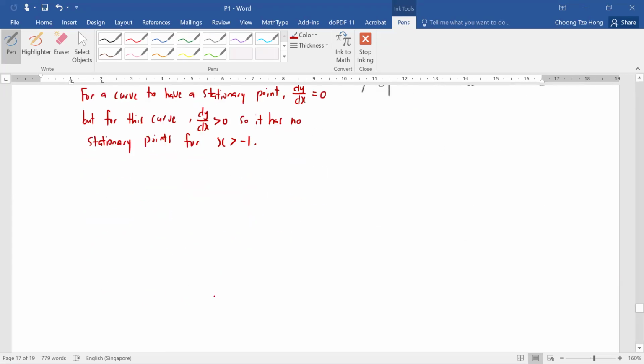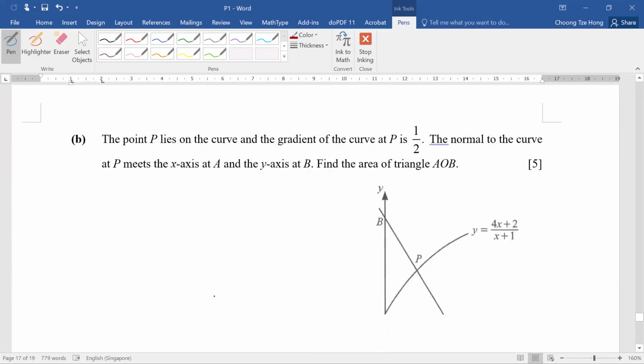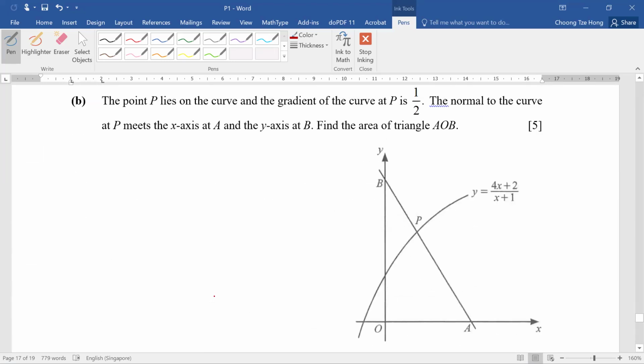Right, so let's take a look at part B of the question. In part B, it says that the point P lies on the curve. Point P is over here, and the gradient of the curve at P is half. Basically, what they are saying is that if you were to draw a tangent over here, the gradient of this tangent is going to be equal to half.